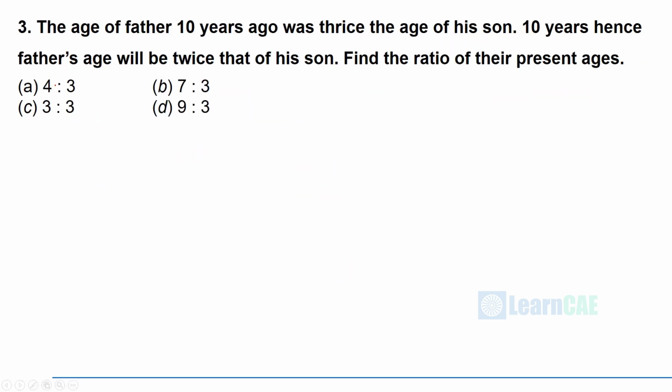Next question. The age of father 10 years ago was thrice the age of his son. 10 years hence, father's age will be twice that of his son. Find the ratio of their present ages. Let the ages be X and Y for father and son respectively.